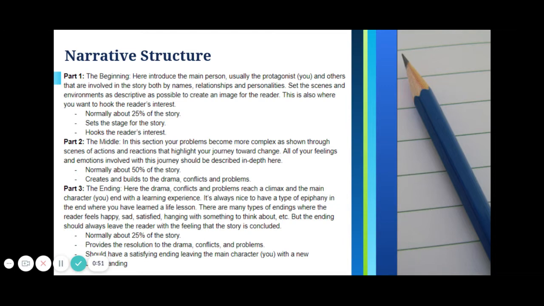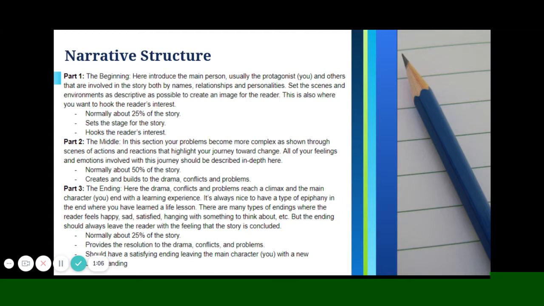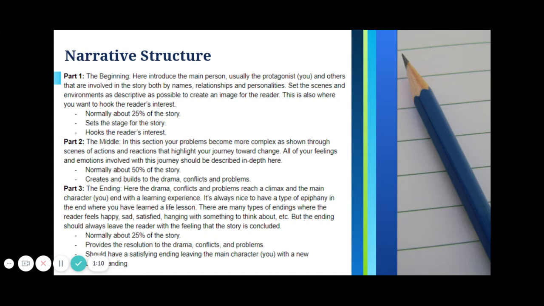Part 2 is the middle. In this section, this is where you introduce kind of what the problem in your memoir or your story is from that small moment that you chose. This is where you describe your actions and reactions, your emotions and feelings in depth. This is the largest part of your narrative memoir if you choose this structure. This is about 50% of your memoir. And this is where you really get to the heart of your story.